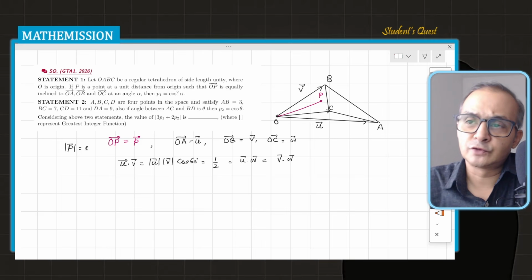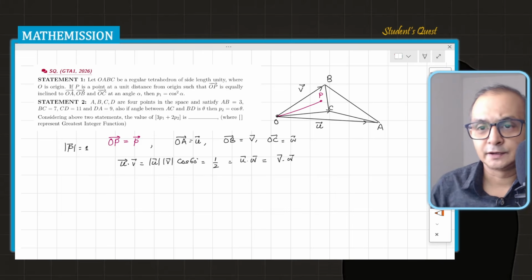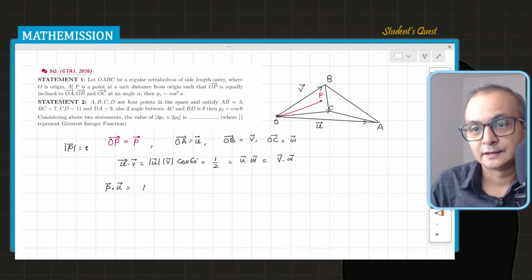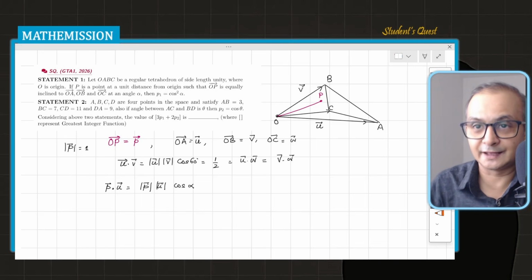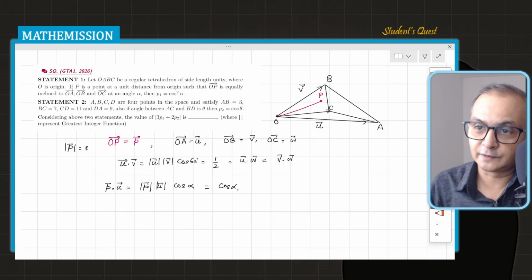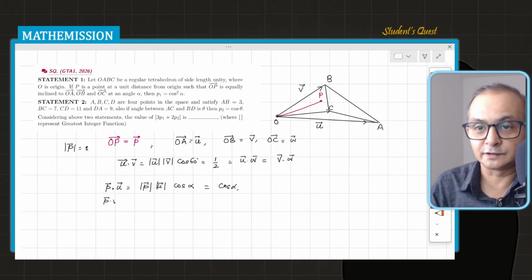So suppose you want to find out the angle. How do we find it? How can we use it? So we know that P dot U, I can say, is the magnitude of P, magnitude of U, and cosine of alpha, because they are saying that they are making alpha. And these are unit vectors, so you can write cosine alpha. Similarly, P dot V vector is also cosine alpha, and P dot W vector is also cosine alpha.